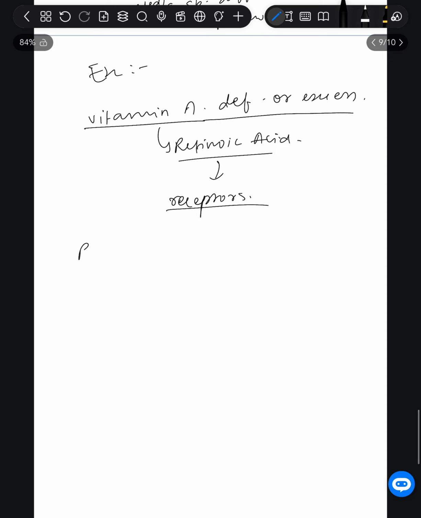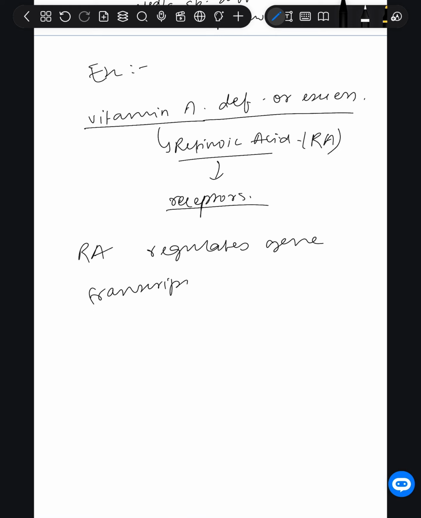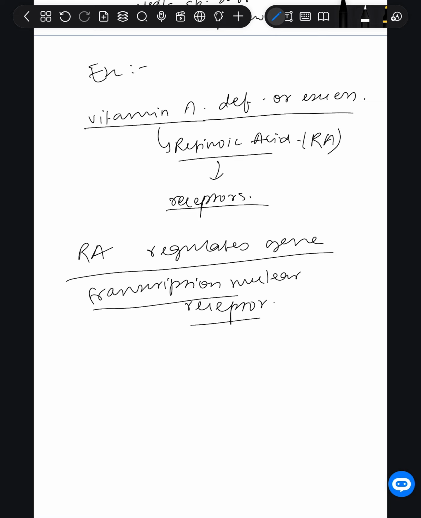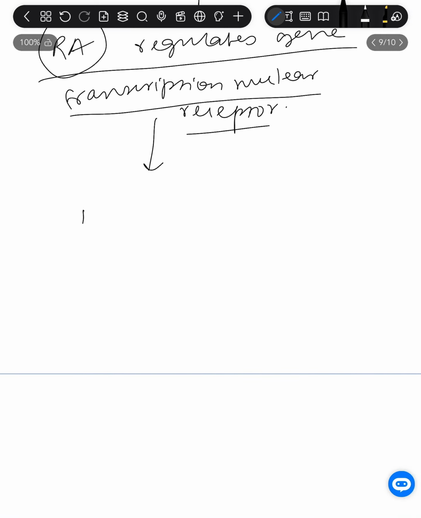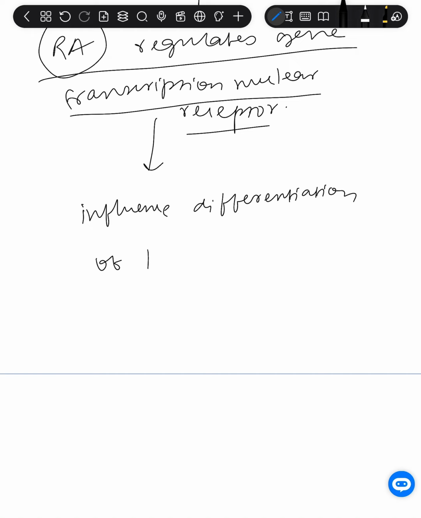So what happens is this retinoic acid, this RA is retinoic acid. Retinoic acid regulates gene transcription through nuclear receptors. Okay, these regulate the gene transcription nuclear receptors, and then this retinoic acid, whether it is a deficiency or excess, influences differentiation. It influences differentiation of progenitors.